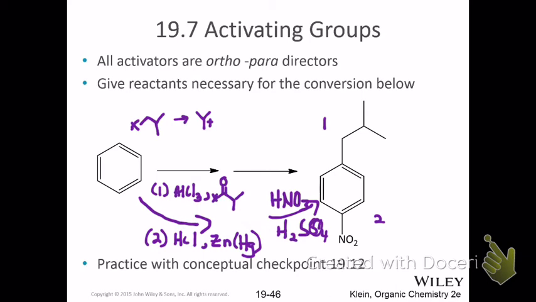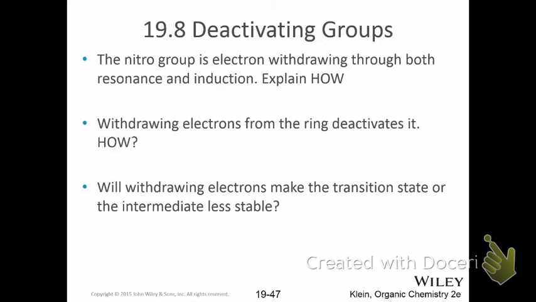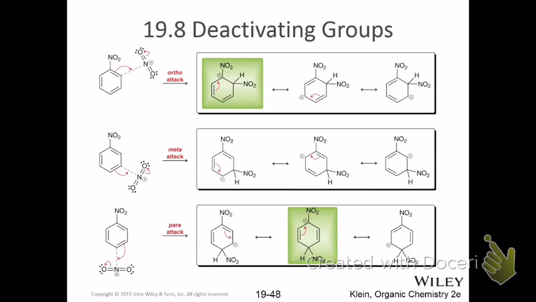Okay. All right, deactivating groups. Okay, nitro is a deactivating substituent, and it's a meta-director. It's deactivating because, if you look, sorry, it doesn't show it on here. Let me draw it up here.